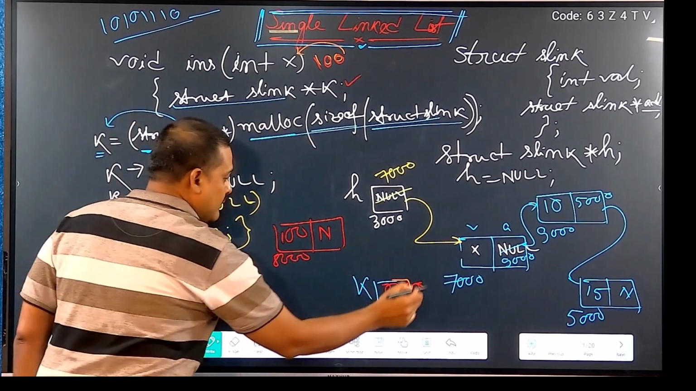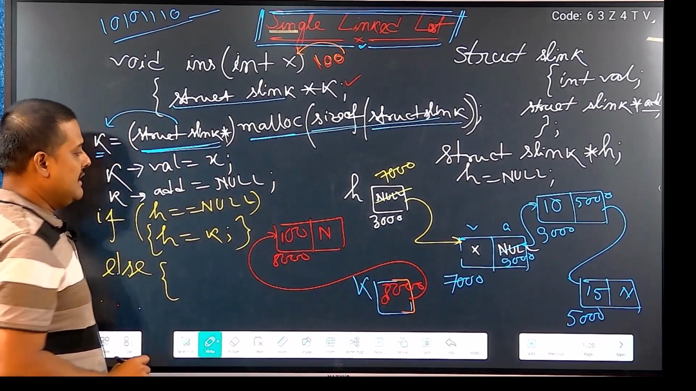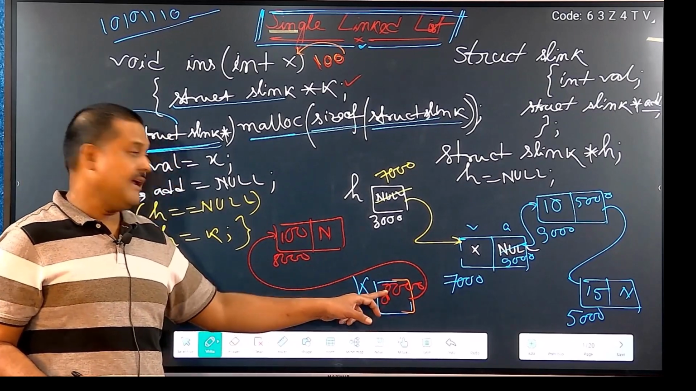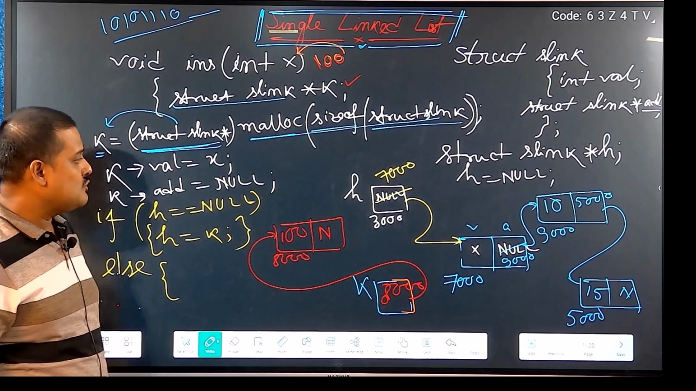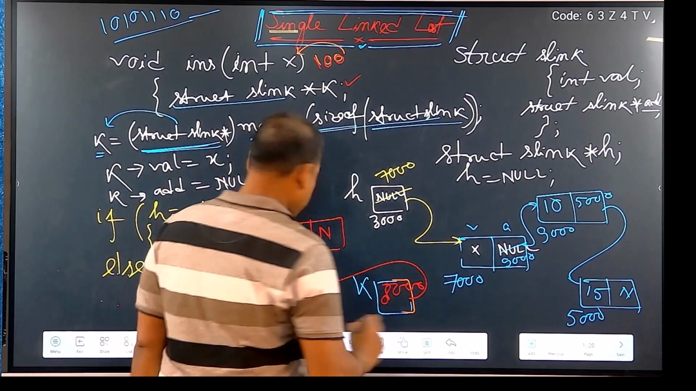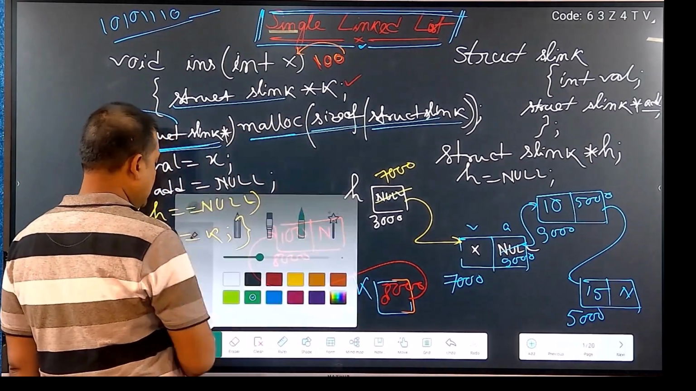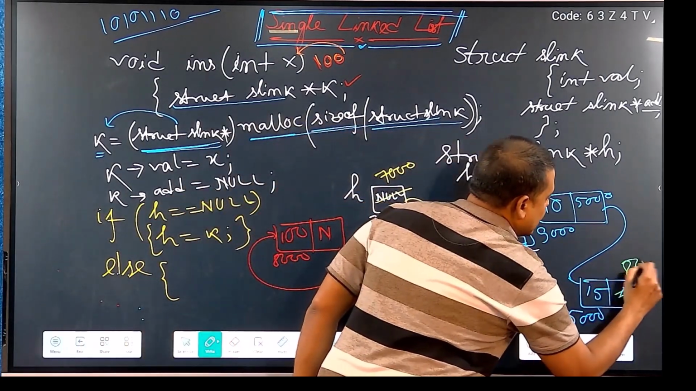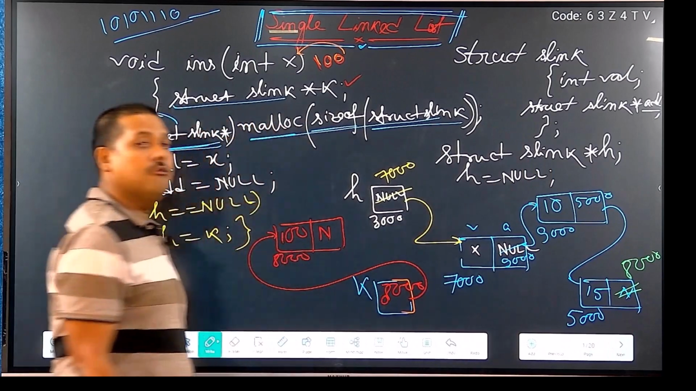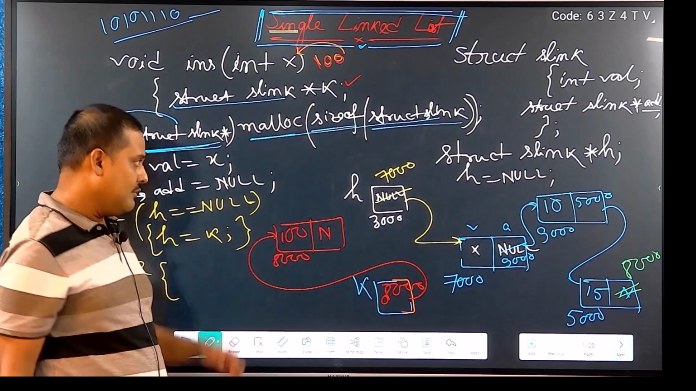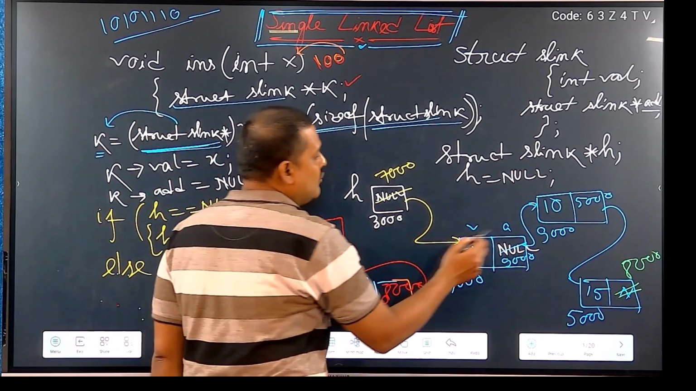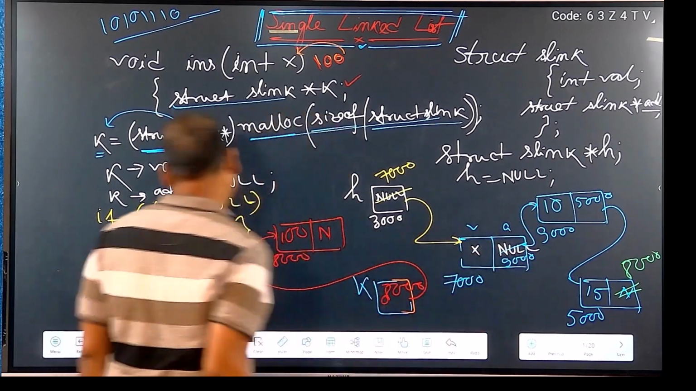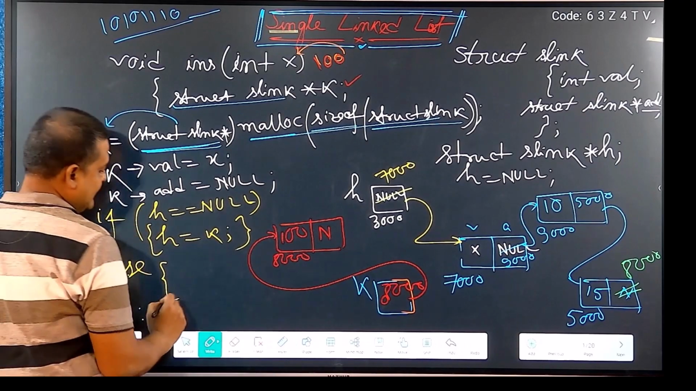Now, pause the video and try to think about the situation. The value 8000 is stored inside k. Now, what is our goal? Our goal is to store 8000 in this place. Okay. So, how will we know this 8000? We will copy the head and move forward, and find out whether the address part is null or not. So, in the else case, what will we do?